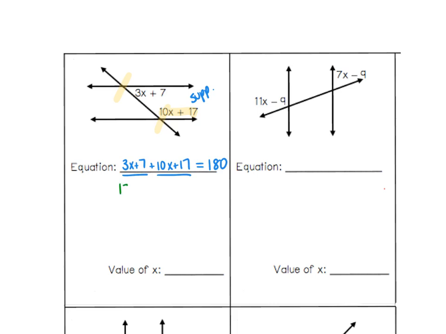So here I would have 13x, and then 7 plus 17 would be 24, and together that's going to equal 180. So in continuing to solve this, and I'm going to do this part quickly, I would subtract 24 from each side. That leaves me with 156. That's what I would divide by 13. And I would get a final answer of x equals 12, or 12 degrees.